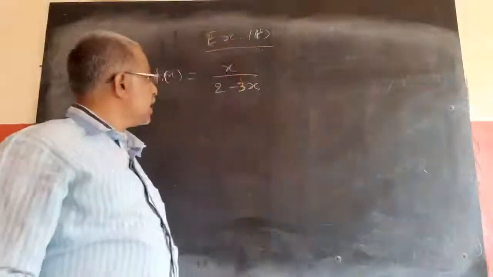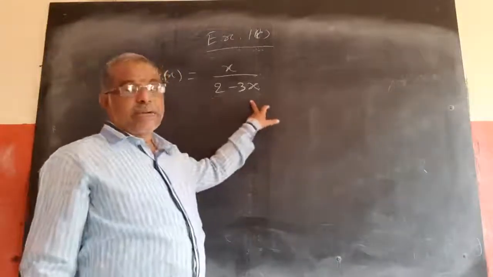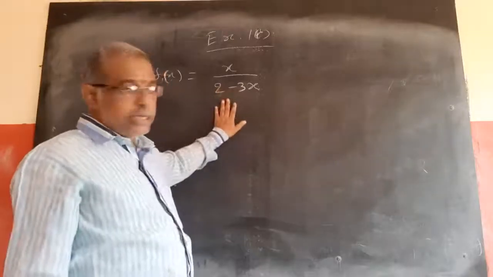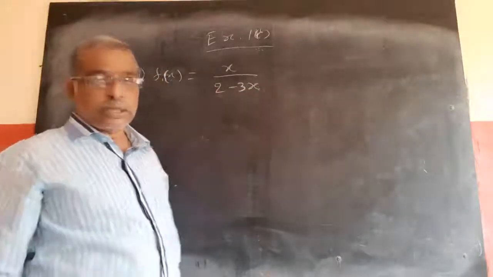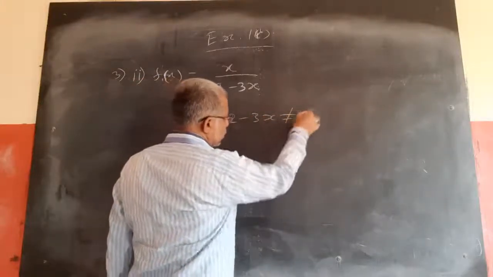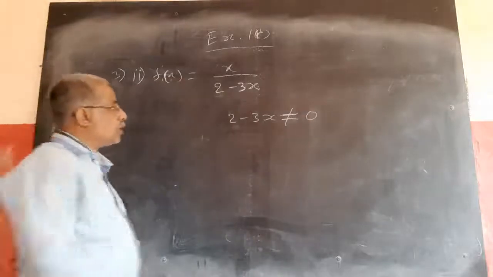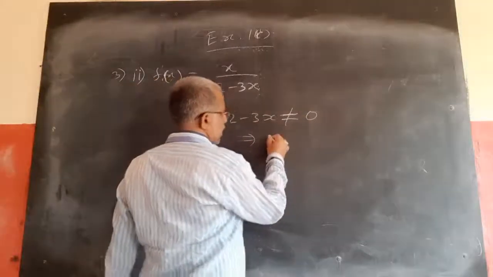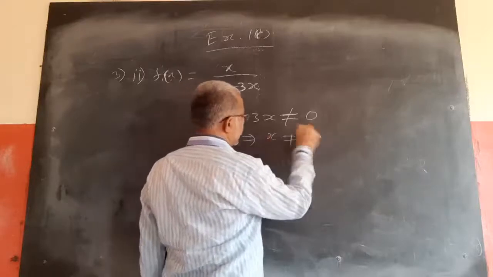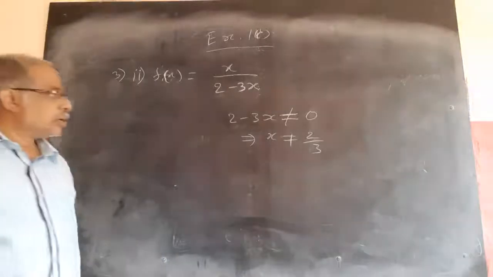So find the domain and range. Domain means the values of x for which the function is defined. For this function to be defined, the denominator should not be equal to 0, meaning 2 minus 3x is not equal to 0, which implies x is not equal to 2 by 3.